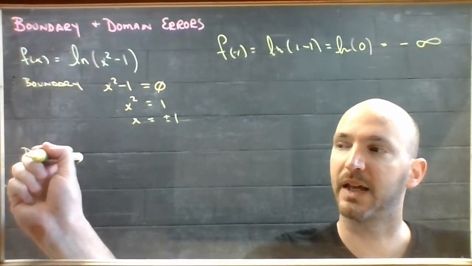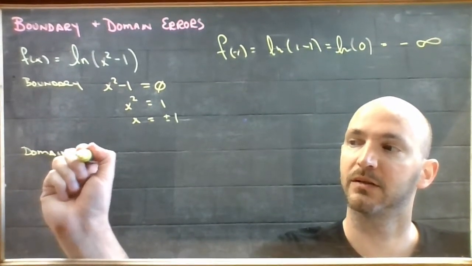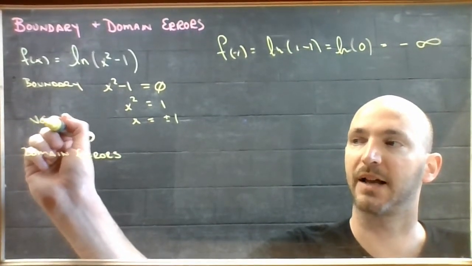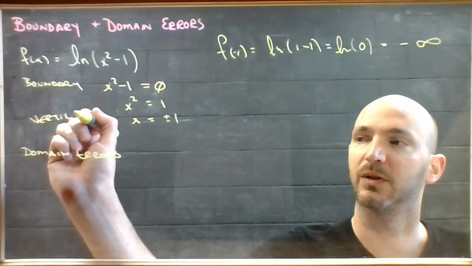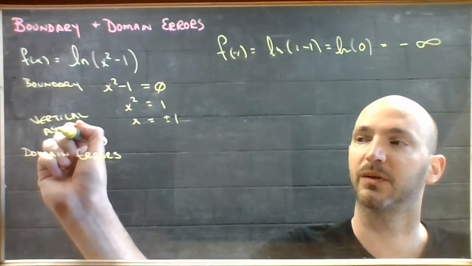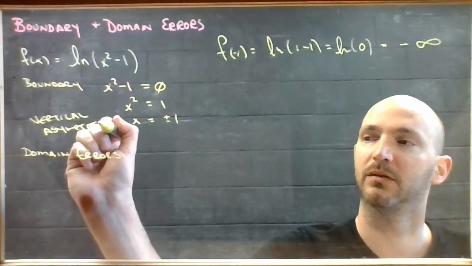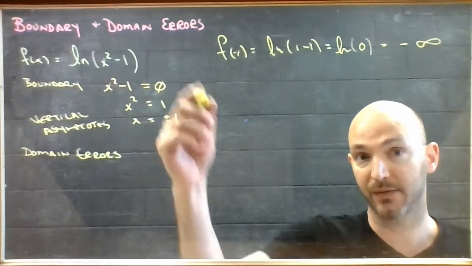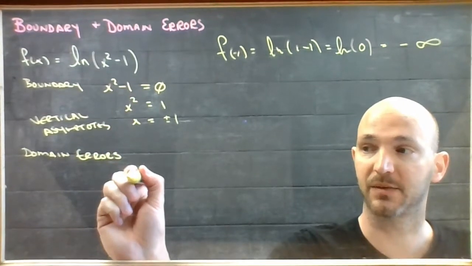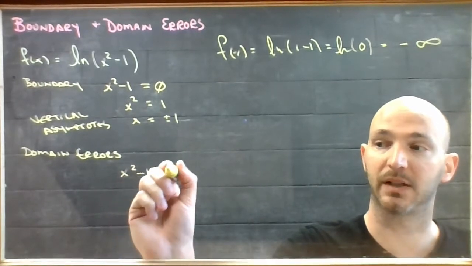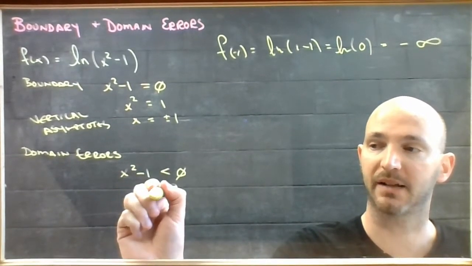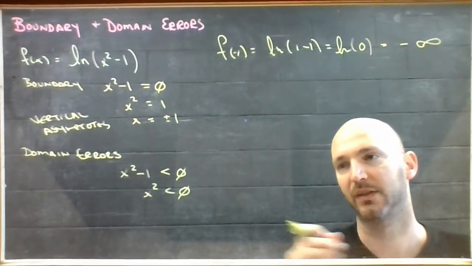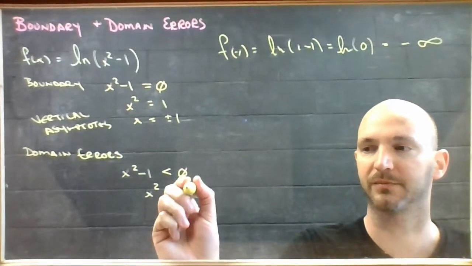I will end up with domain errors for this one. Sorry, let me be clear. There will be vertical asymptotes at x equals plus and minus 1. As for the domain error, this is true any place where x squared minus 1 is less than 0. So x squared has to be less than 1.